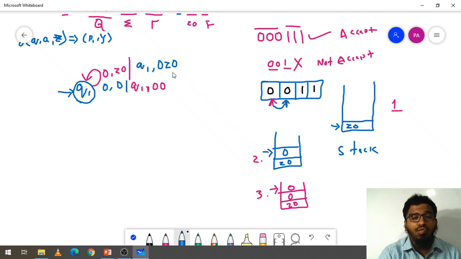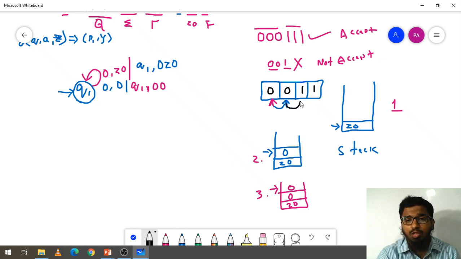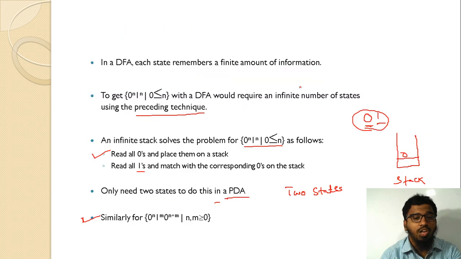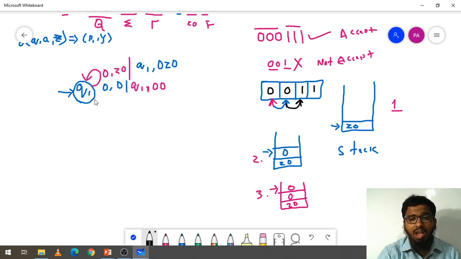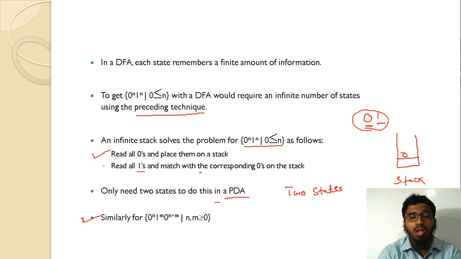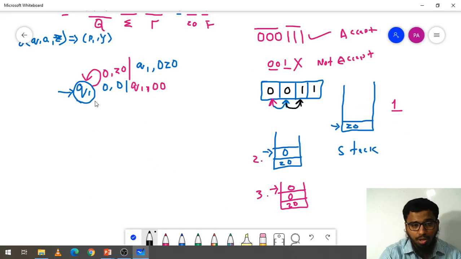Okay. So, this is first. Now, our header is moved to next. So, this is our next input. So, how to do this? Whenever we have a 1, go here and see what we need to do. Whenever we have 1, match with the corresponding 0 on the stack. So, whenever we have a 1, we need to match in the stack and we'll move to the next state.